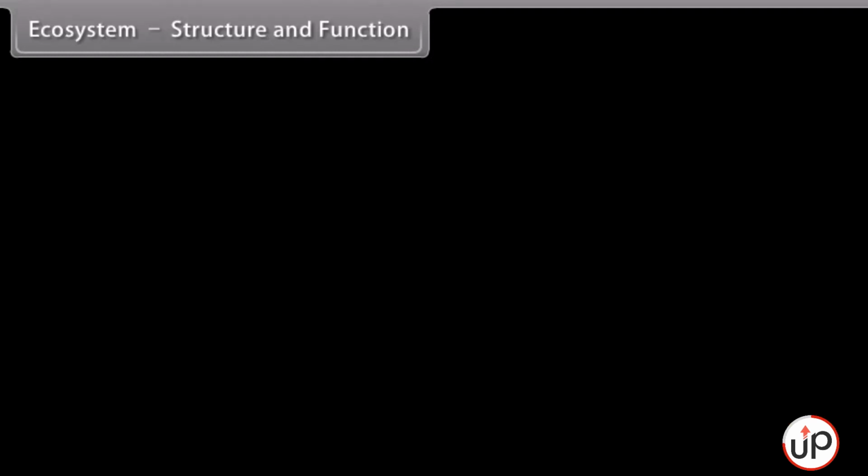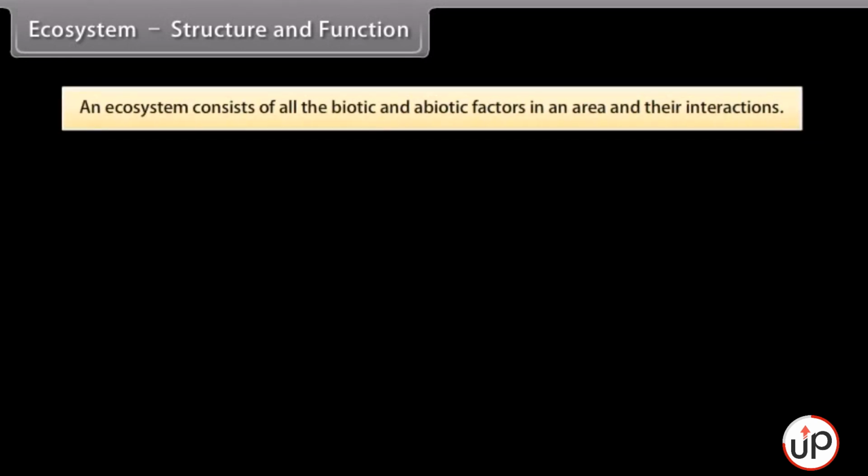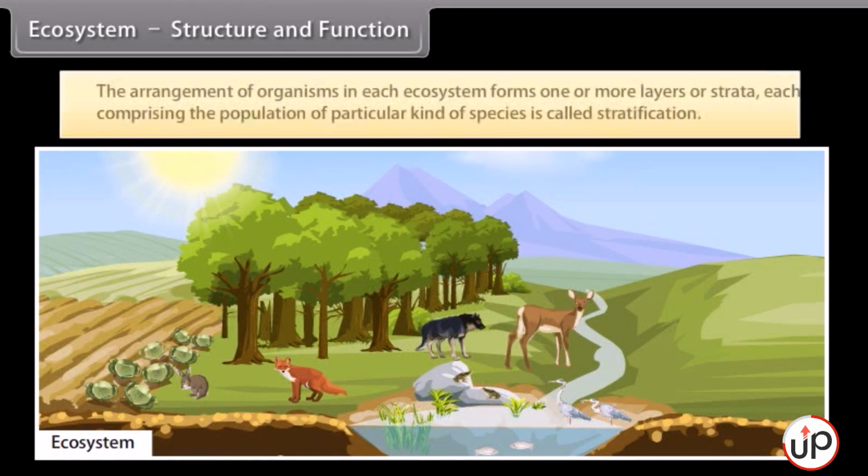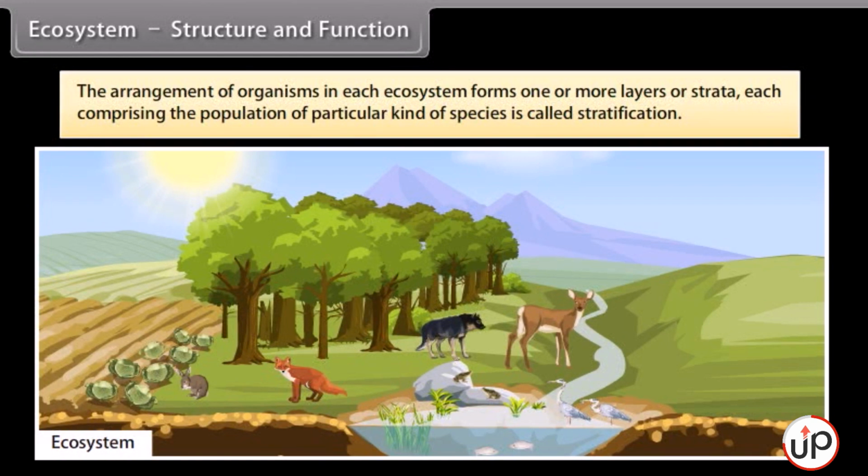Ecosystem, structure and function. An ecosystem consists of all the biotic and abiotic factors in an area and their interactions. The arrangement of organisms in each ecosystem forms one or more layers or strata, each comprising the population of particular kind of species is called stratification.